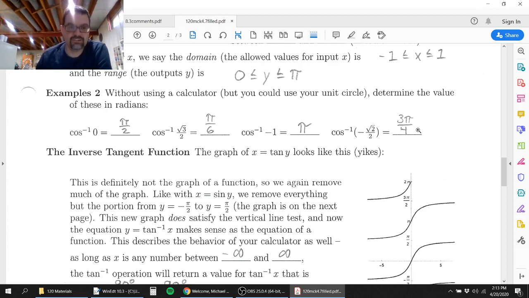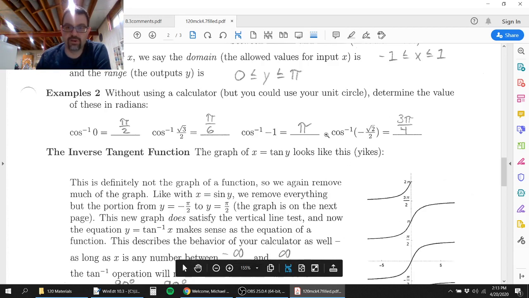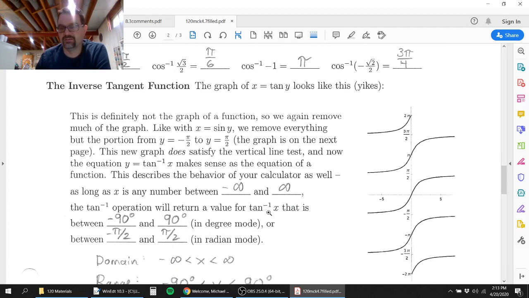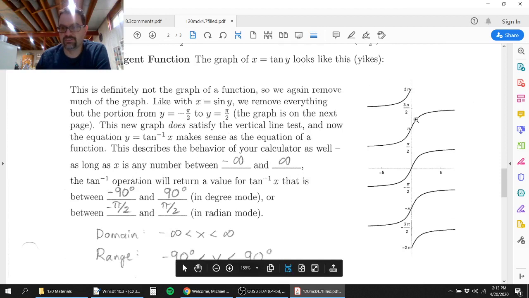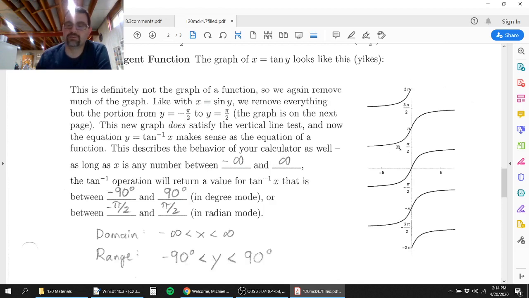All right, inverse tangent. So the graph of tangent, if you remember, is just one after another of these little wiggly lines that go infinitely up and infinitely down. So when you graph x equals tangent y, you get these layers here, which also fails the vertical line test like crazy. All right, so again, we get rid of a lot of it and just look at the middle one here that goes through the origin. That's the one that is the graph of inverse tangent.